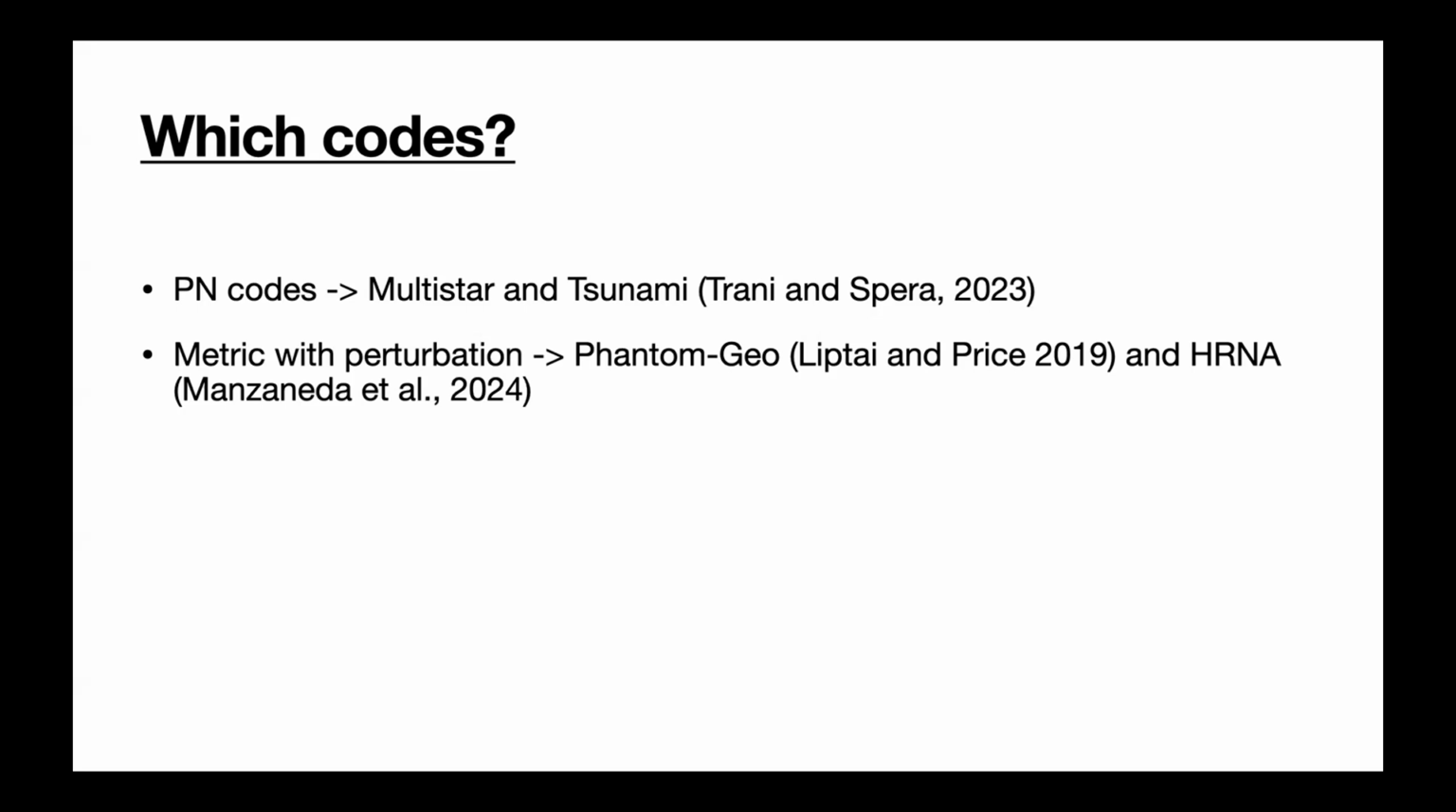We use Phantom Geo, which is an updated version of the geodesic code that was written by David Liptai and Daniel Price in 2019. And the other code we used is called HMRA, which has been written by msun, and the paper about the implementation was published last year.